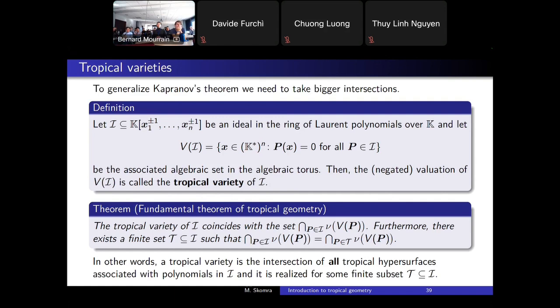So I need to take a much bigger intersection. And there is a second part of this theorem saying that actually there exists a finite set of polynomials that I can choose. From the ideal, you can extract some finite set such that if you take tropical hypersurfaces from this finite set, you will recover your tropical variety. Is this fine? Okay, good.